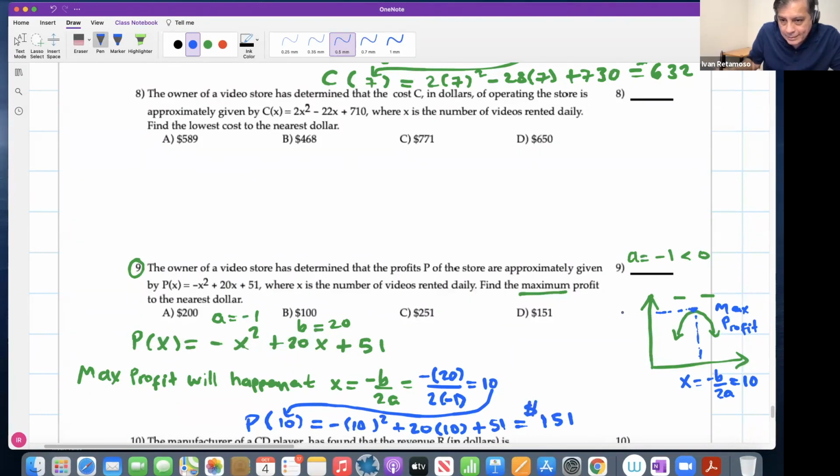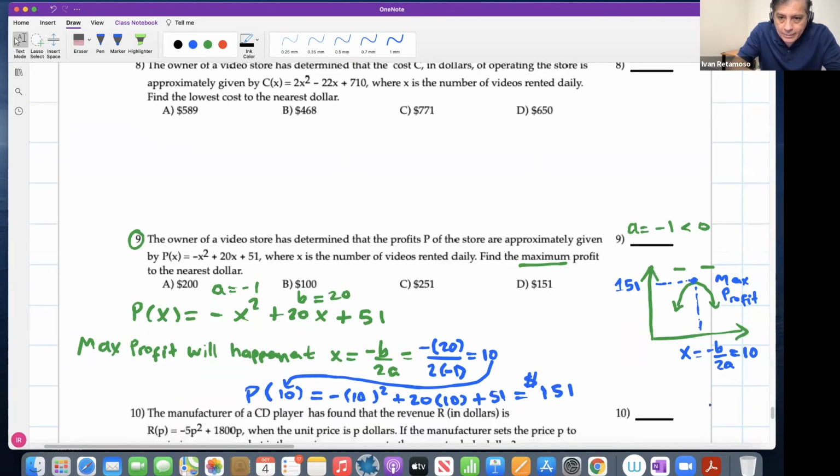So 151 is the maximum profit, right? No matter what you do, the owner of this video store cannot achieve more than 151, right? This is the importance of this maximization, minimization problem, right? It also gives you a bound, an upper bound, a lower bound sometimes, right? Which is important to keep in mind. All right, so the answer should be this one, right? Very good.